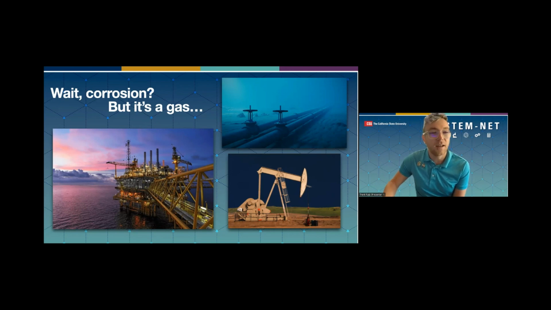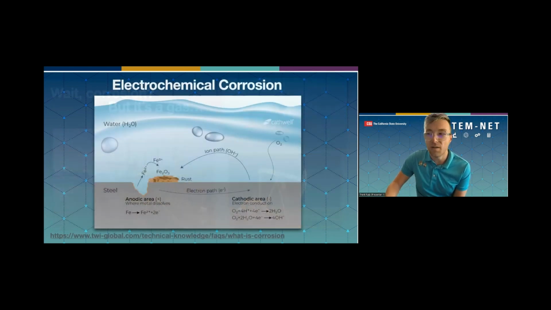Now, let me ask you this. What do you think happens when we run these pipelines in salt water? In the Gulf of Mexico alone, there's 8,600 miles of active oil and gas pipelines. And when a metallic object is placed into a solution with a salinity similar to ocean water, corrosion is significantly accelerated. And so to investigate corrosion, we consider electrochemical corrosion.